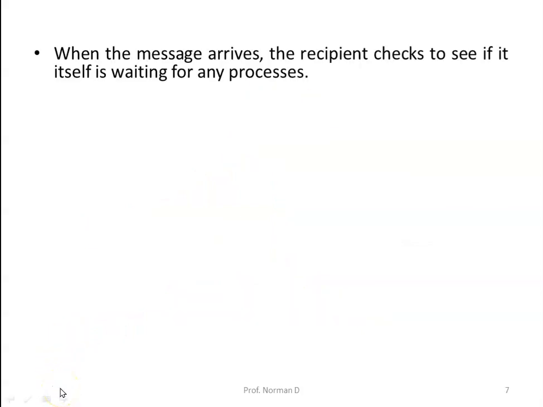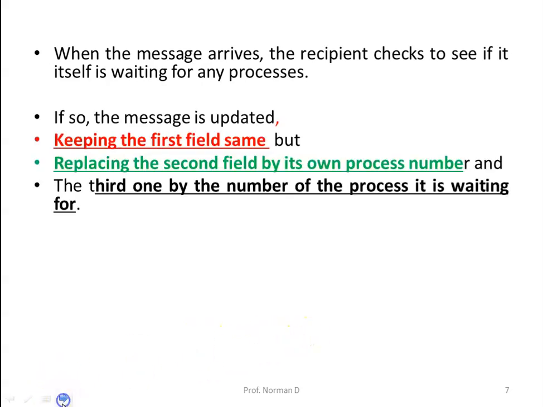Now when the message arrives, the recipient checks to see if it itself is waiting for any other processes. So if it is waiting for some other process, there will be a modification in the probe message. So what I mean with respect to this is, on machine 1 we have 3 processes: process 0, process 1 and process 2. We have seen in the resource graph that 0 was waiting for resources held by 1, and 1 is waiting for some resources held by 2.